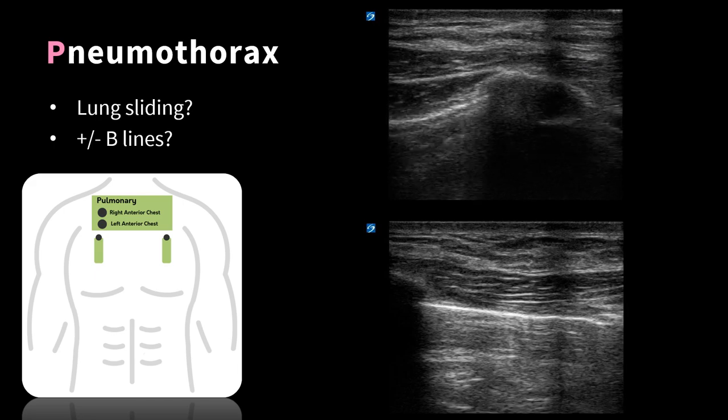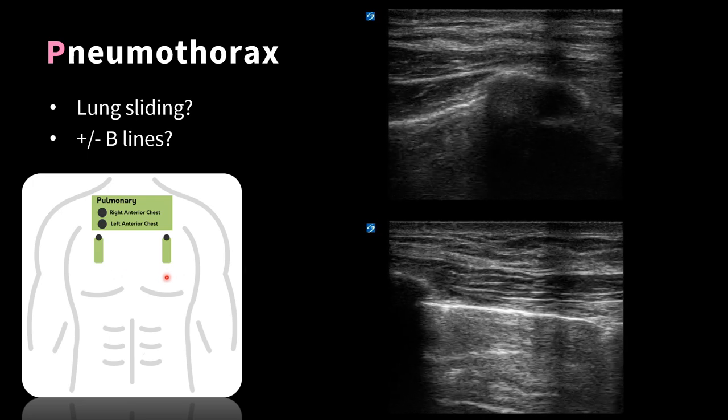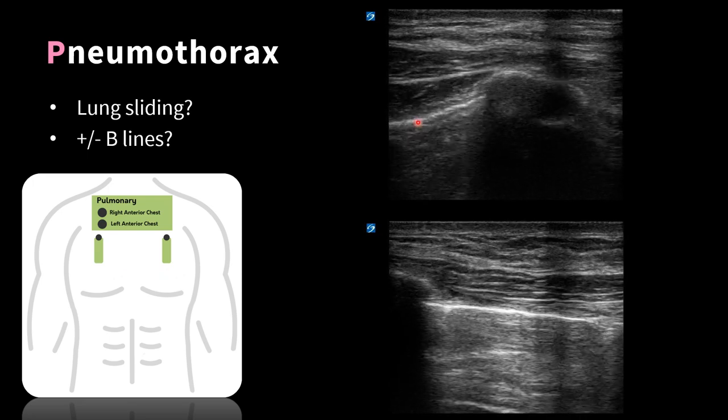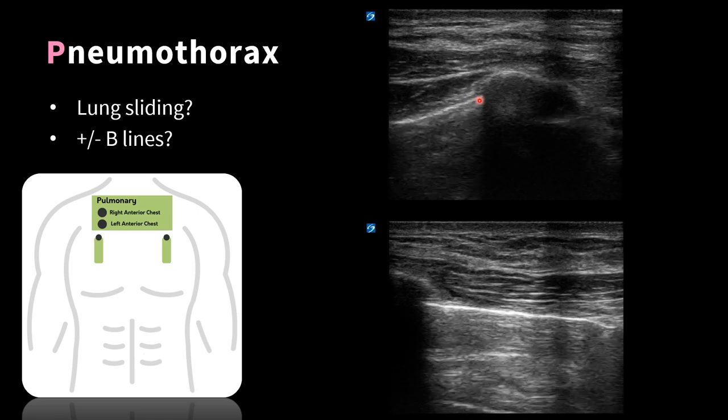The last area of the HIMAP algorithm is P for pneumothorax. We'll look at both anterior lung zones as seen here to look for lung sliding. You'll notice that lung sliding is present on this side here, where there's a rib with a shadow and there's a nice glistening or sliding along the pleural line.